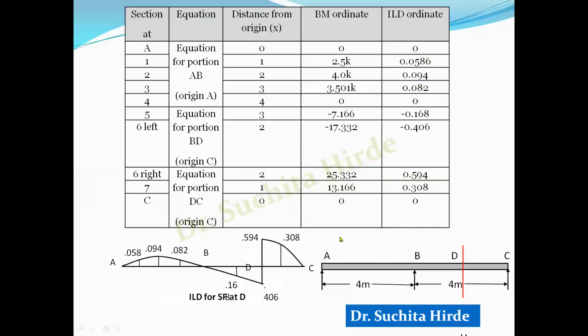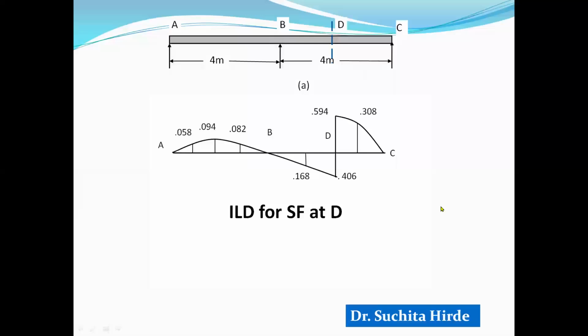Now how will you check this? You must get the addition of this and this equal to 1. So this is 0.594 and this is 0.406. If you add this, you must get 1. So this is the influence line diagram for shear force at any section D. This was the given problem to draw the influence line diagram for shear force at section D, and this is the solution. Remember that this ordinate must be 1. If you add these two, you must get 1.